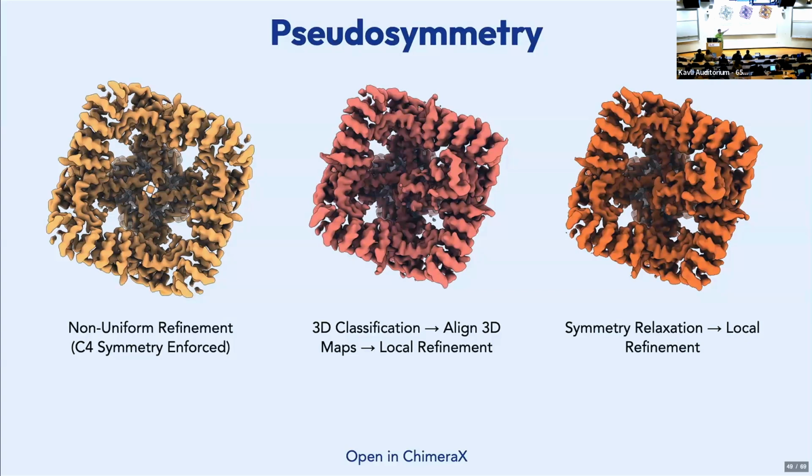The classification doesn't know we're doing anything with symmetry. It might have pulled out, if there was junk in this particle stack, one of those classes might have been junk, right? Symmetry relaxation says all we're trying to do here is figure out symmetry. So that's the difference. If you have a nice big feature like this, 3D classification can work well because that'll probably be the biggest difference in the particle.